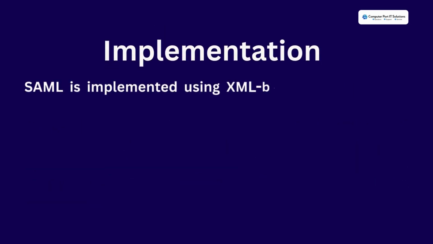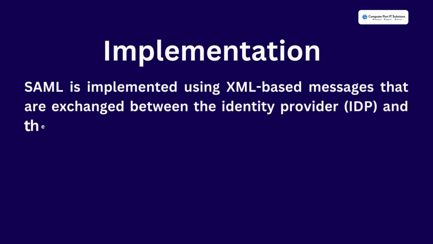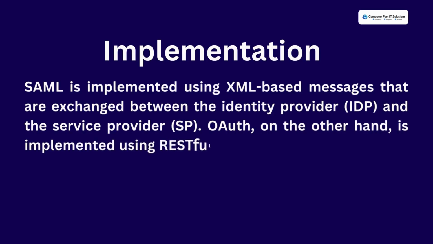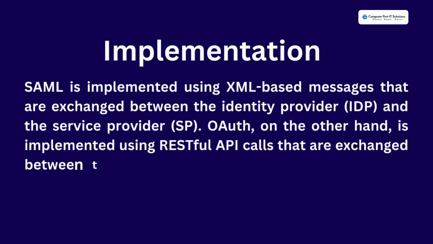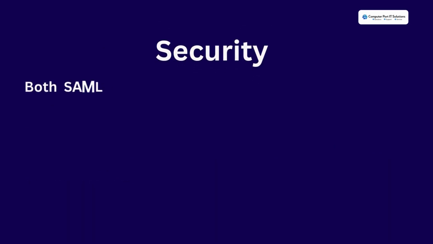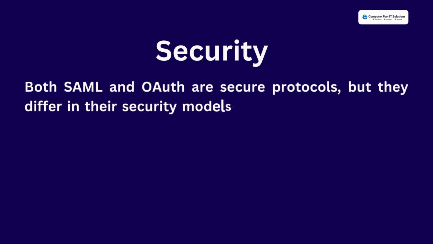Implementation: SAML is implemented using XML-based messages that are exchanged between the identity provider and the service provider. OAuth, on the other hand, is implemented using RESTful API calls that are exchanged between the user, the authorization server, and the resource server. Security: both SAML and OAuth are secure protocols, but they differ in their security models.